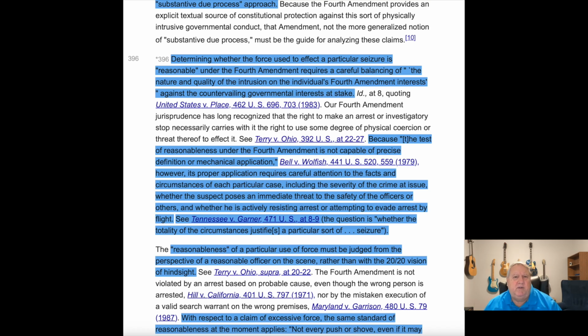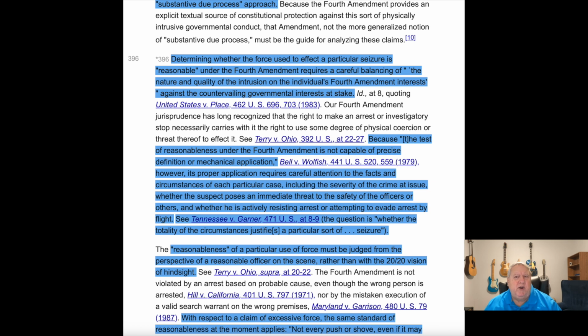In Graham v. Connor, the question is whether the totality of the circumstances justifies a particular sort of seizure. The reasonableness of a particular use of force must be judged from the perspective of a reasonable officer on the scene rather than with the 20/20 vision of hindsight. See Terry. The Fourth Amendment is not violated by an arrest based on probable cause, even though the wrong person is arrested, nor by the mistaken execution of a valid search warrant on the wrong premises. With respect to a claim of excessive force, the same standard of reasonableness at the moment applies.